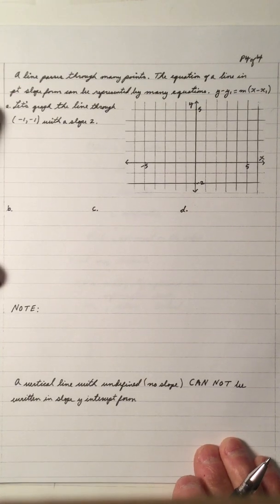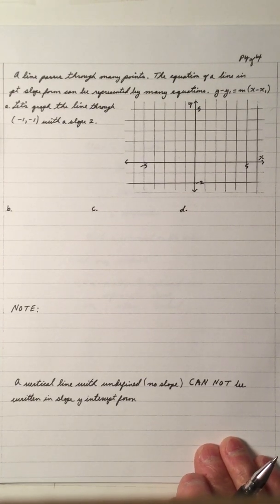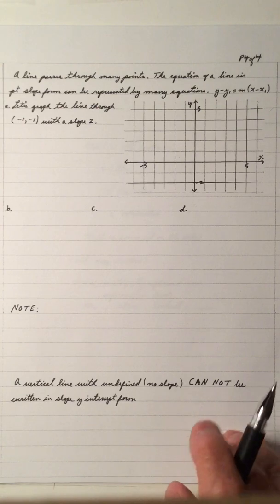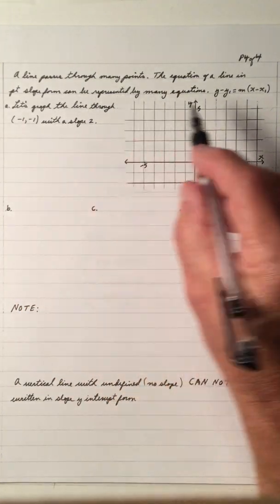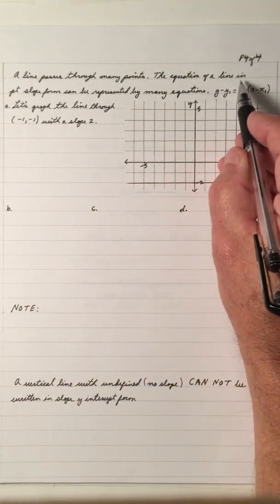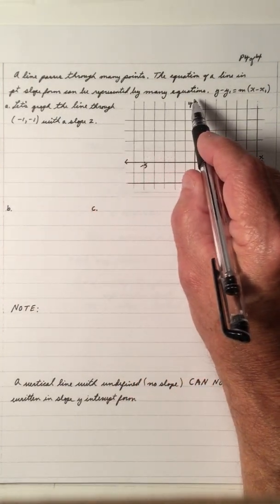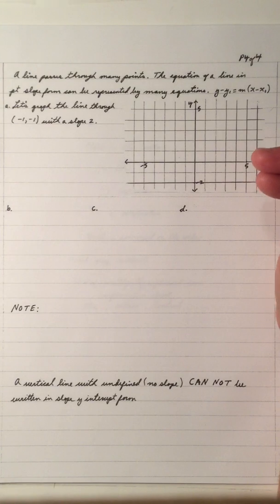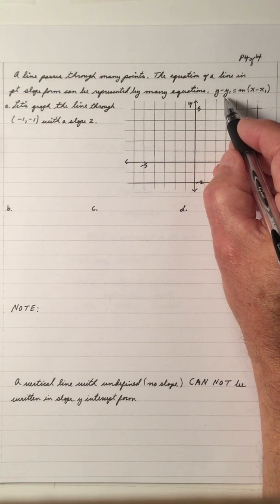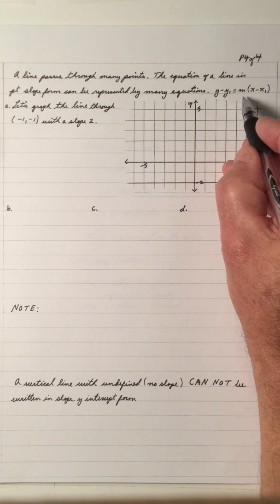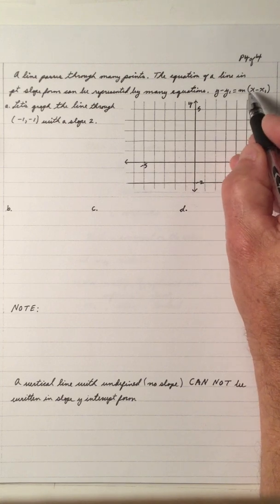Now, last sheet. Just try to illustrate something here. A line passes through many points. The equation of a line in the point slope form can be represented by many equations because it passes through many points. Y minus y1 equals m times x minus x1 is the point slope form.